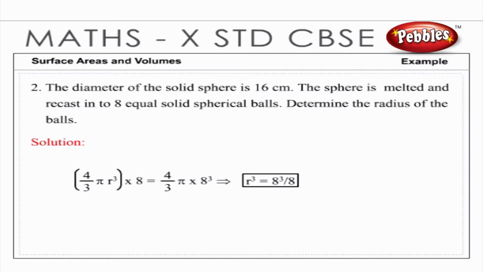Implies r cube is equal to 8 cube by 8. Implies r cube is equal to 64. r is equal to cube root of 64, which is equal to 4 centimeter.